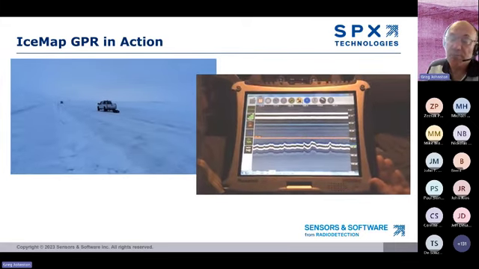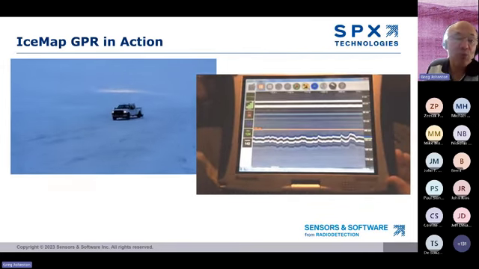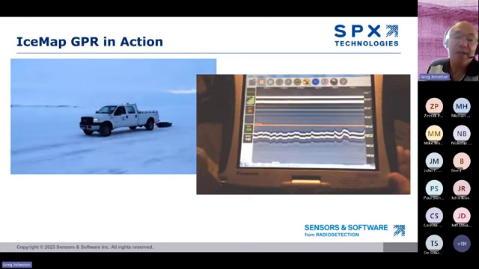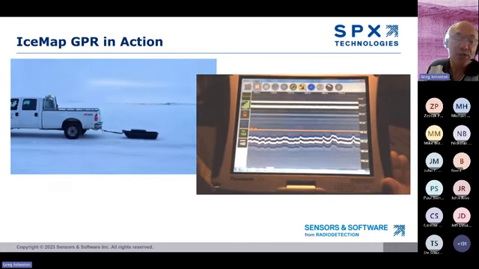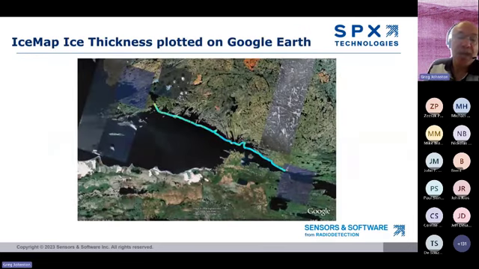This gives you an example of how the IceMap works, what it looks like, and what the data looks like as it's scrolling on the screen in real time. IceMap allows ice thickness maps to be made over long distances and quickly identify the thin spots that need to be flooded or avoided so that they're safe.